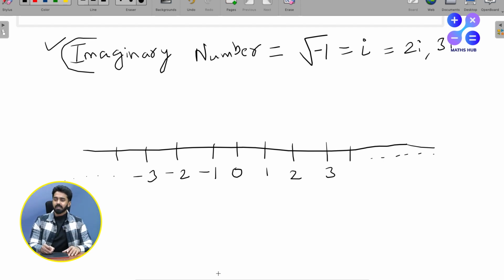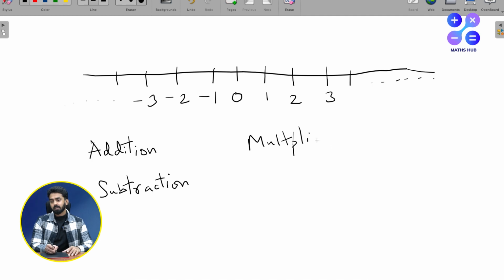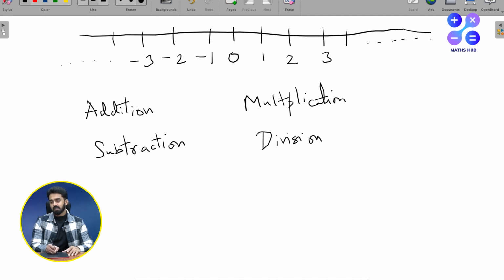And the four basic operations that you perform on numbers are: first one is addition, second subtraction, multiplication, and division, right? So these are the basic things that we'll all learn. Just taking you through a small refresher for this.